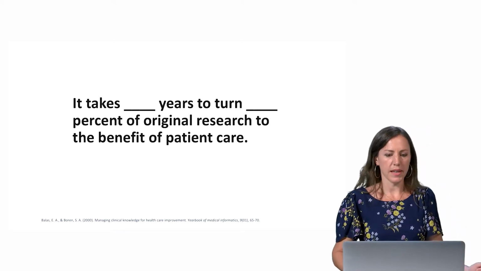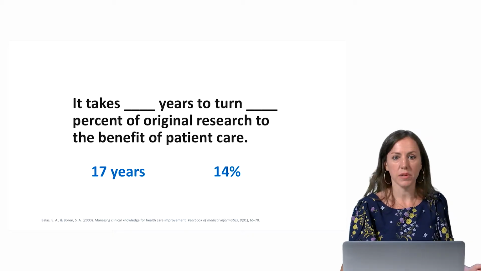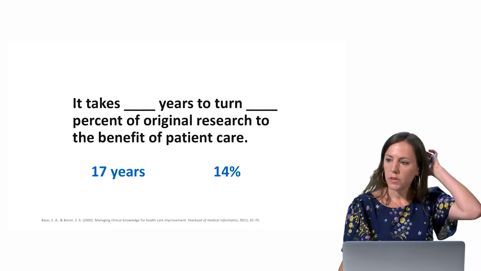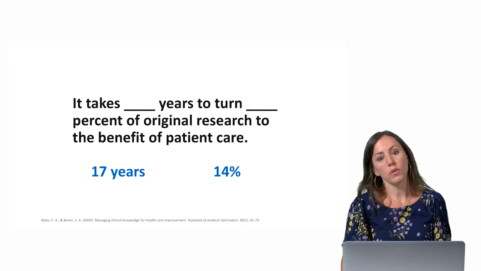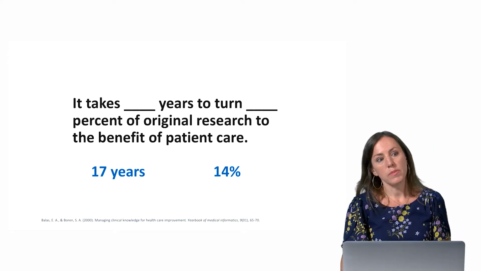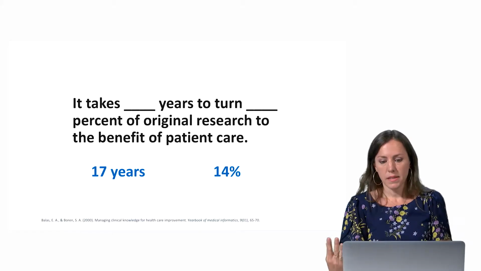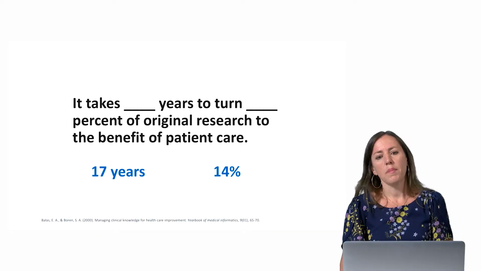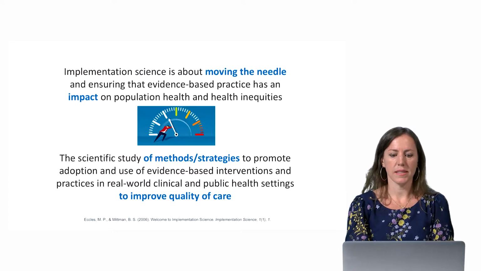There's also been some research that suggests that it takes, again, 17 years to turn only 14% of original research to the benefit of patient care. And that research has been in more clinical settings. If you have done work like I have done in community settings or more low-resource settings, a lot of my work has been in community centers and churches, the gap in terms of the amount of time that we actually see the benefits of research is even greater. So again, there's an impetus, there's a need for us to think about how we accelerate this gap between research and practice. So again, this is where implementation science comes in.